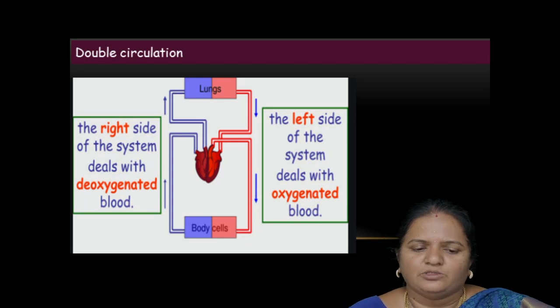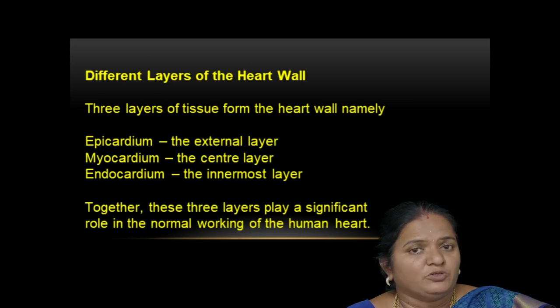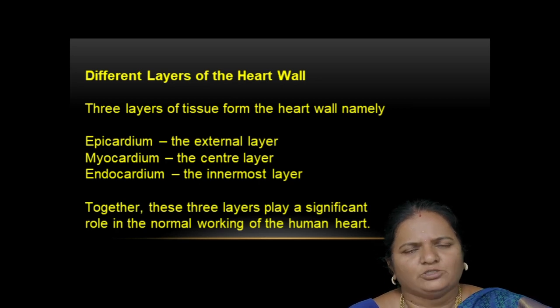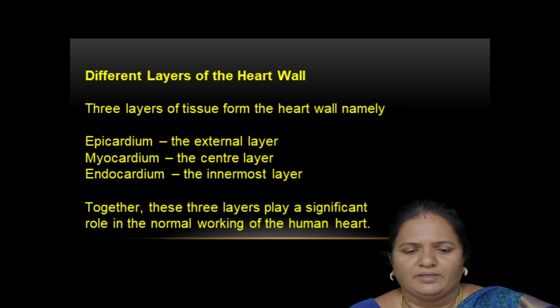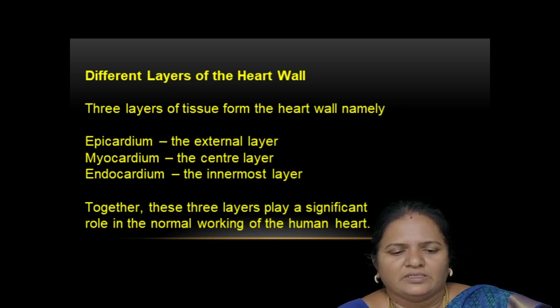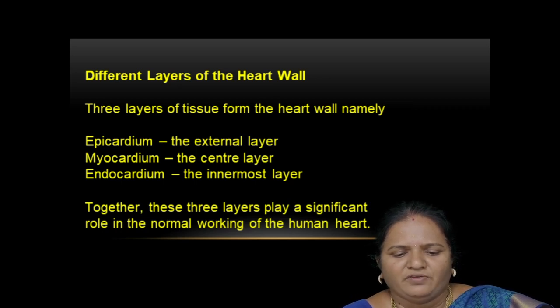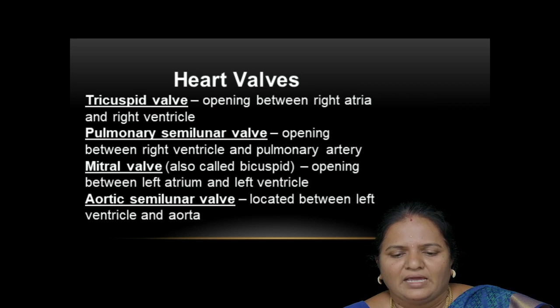The right side of the system deals with deoxygenated blood and the left side deals with oxygenated blood. Do you know the difference between oxygenated and non-oxygenated? Oxygenated blood is rich in oxygen and is otherwise known as pure blood, and deoxygenated blood is otherwise known as impure blood. Okay, different layers of the heart wall: you can see epicardium, myocardium, endocardium. These three layers play a significant role in the normal working of the heart. These are our heart valves: tricuspid, pulmonary semilunar valve, mitral valve, aortic semilunar valve. You have to memorize the location where each is located. That you have to see.